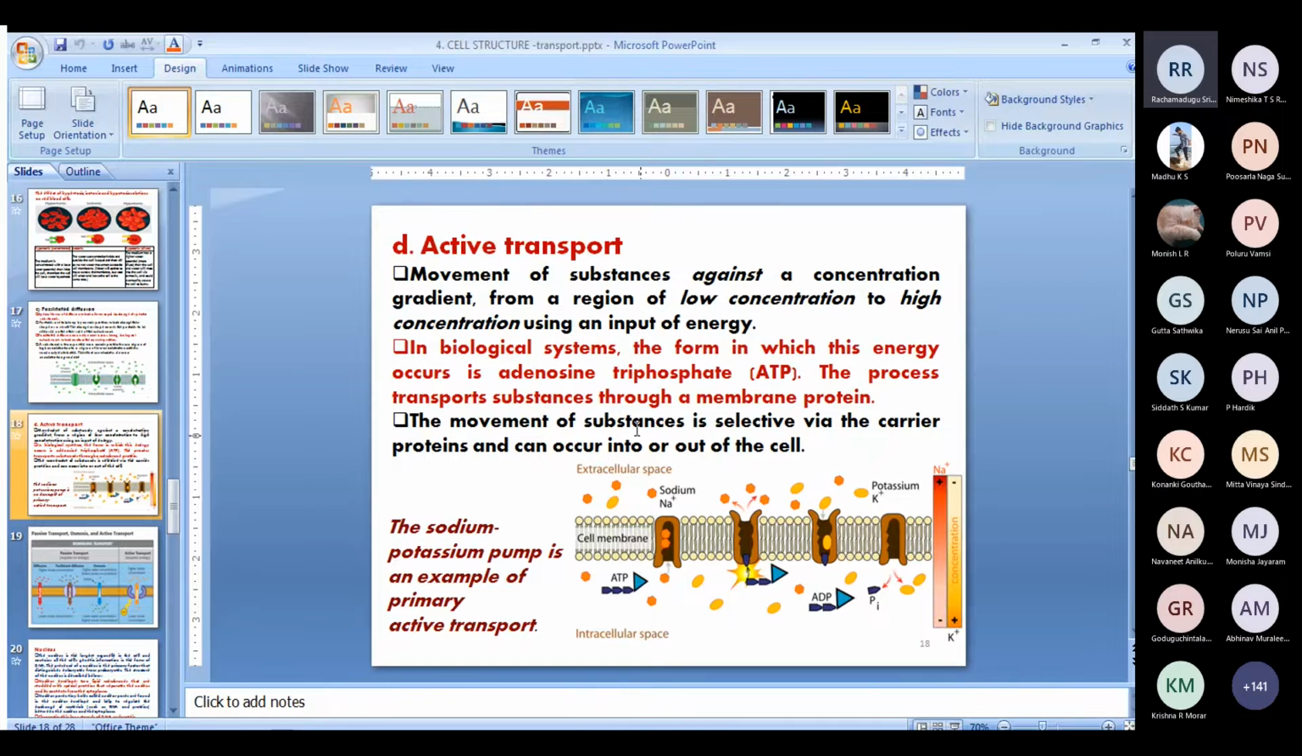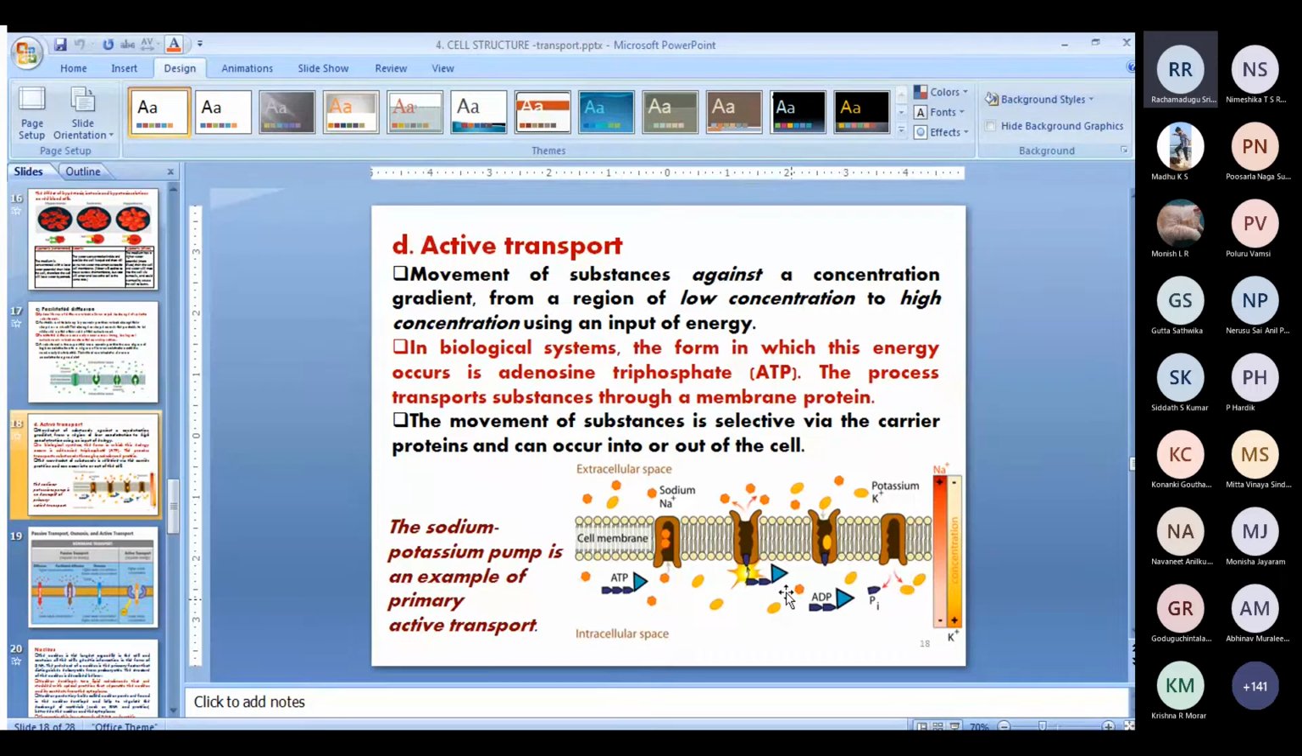The movement of substances is selective via the carrier proteins and can occur into or out of the cell. From outside to inside is possible, or from inside to outside is also possible. Such a type of transport is called active transport. The very familiar example they normally give is the sodium potassium pump. Let me explain what this sodium potassium pump is. Just see this diagram.